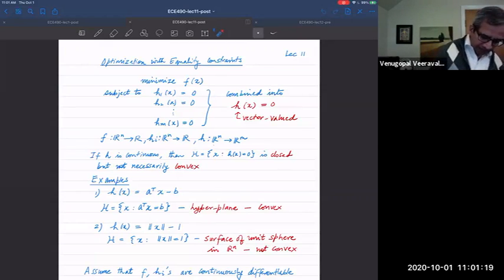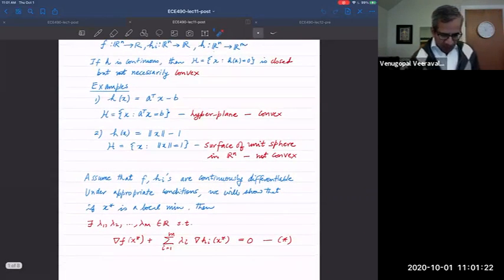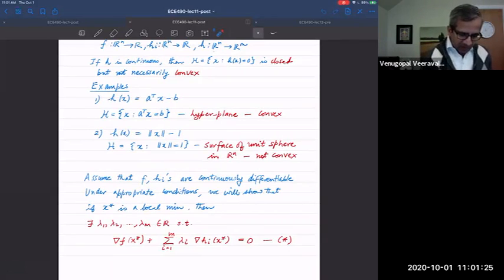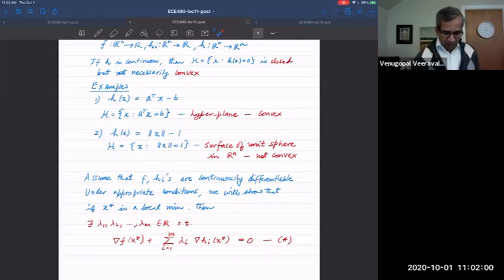And the key result that we established last time was that under some conditions on the f and the h_i's, and it turns out that should be a regularity condition, if x star is a local minimum of the function, then it must satisfy this condition. In addition to satisfying the condition that h of x star is 0, which is the constraint, it also needs to satisfy a condition on the gradient, which is given by this expression.